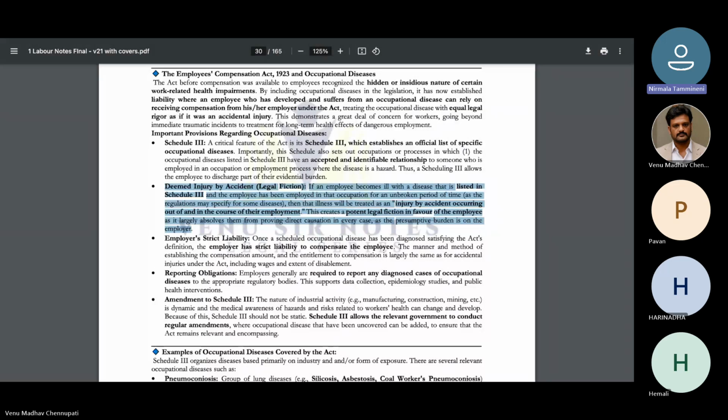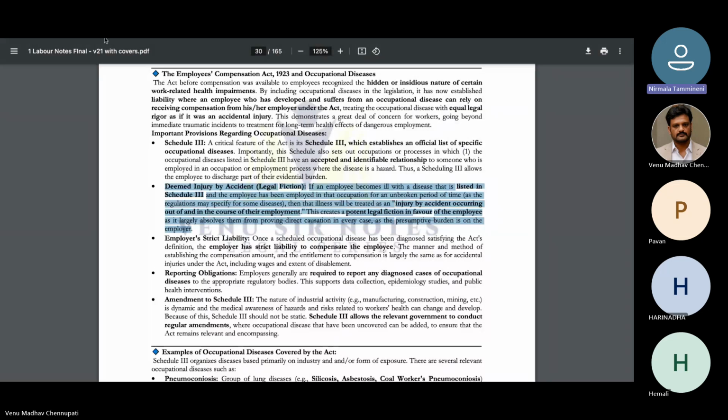Has been employed in that occupation for an unbroken period of time as the regulations may specify for some diseases, then that illness will be treated as an injury by accident occurring out of and in the course of their employment. This creates a potent legal fiction in favor of the employee as it largely absolves them from proving direct causation in every case, as the presumptive burden is on the employer. Now, the employer has to prove that this is not so, that he is making a false claim, but the burden of proof is on the employer, not the employee, once this relationship is established.